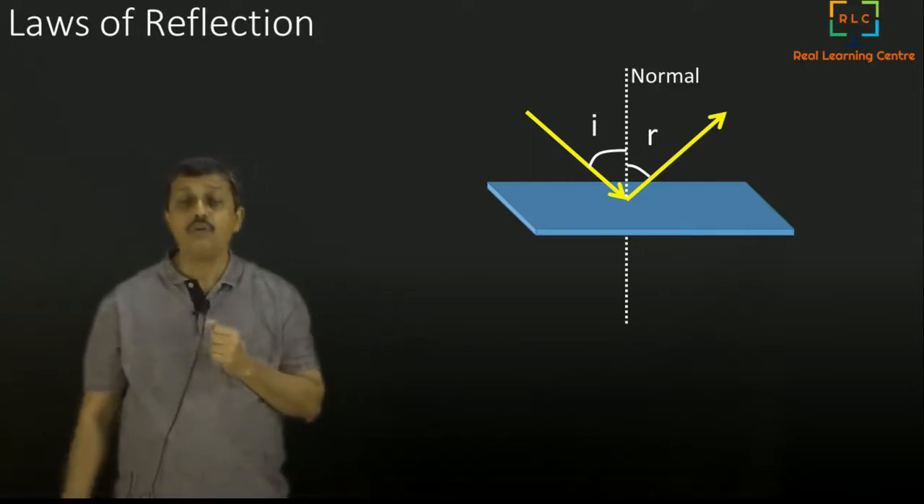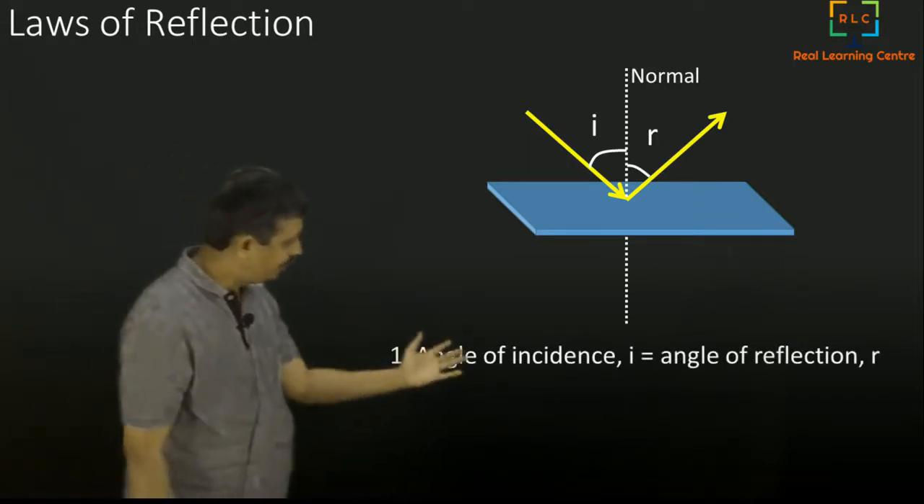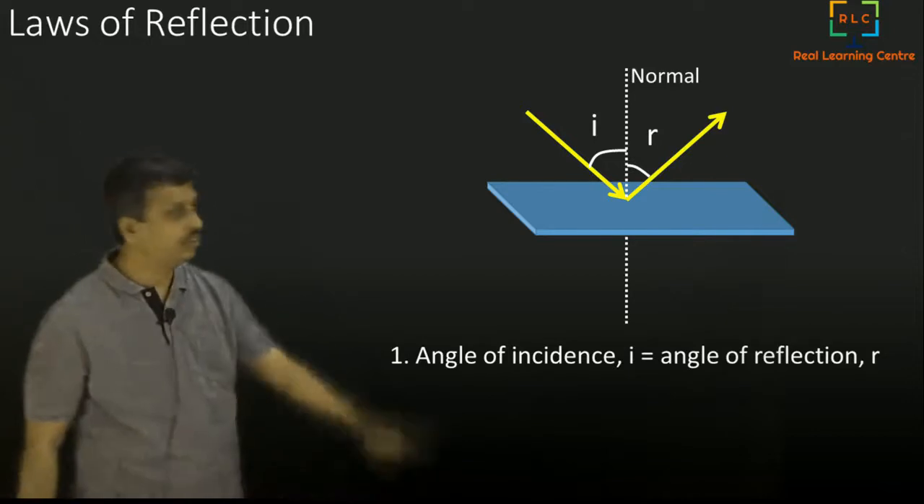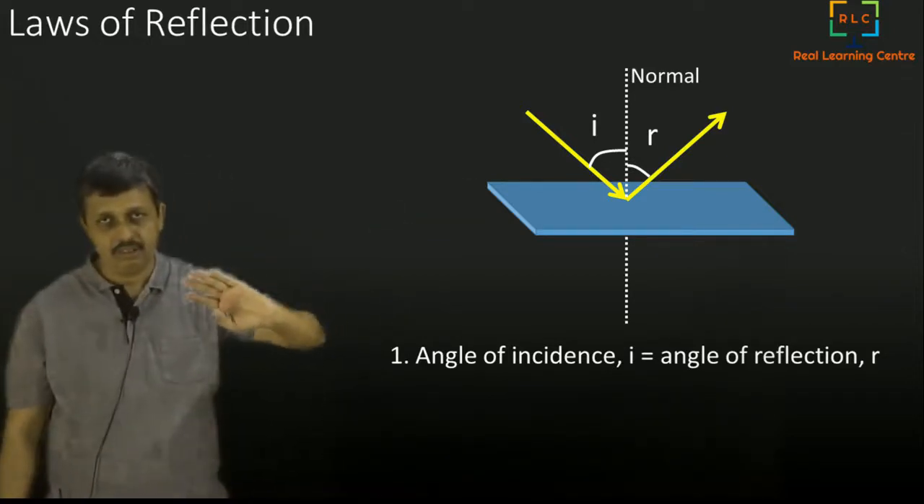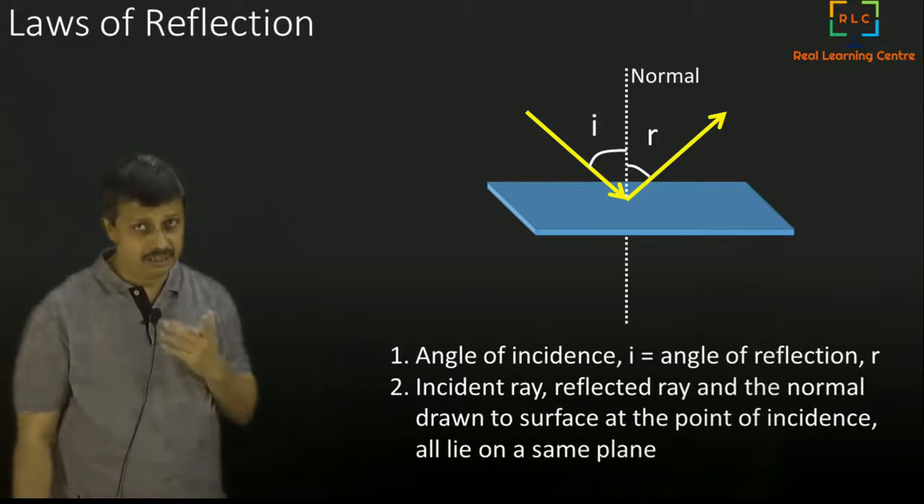Now, in such a scenario, the first law of reflection states that the angle of incidence is equal to the angle of reflection. These two angles are perfectly the same. So that is the first law. And then the second law is interesting and important.